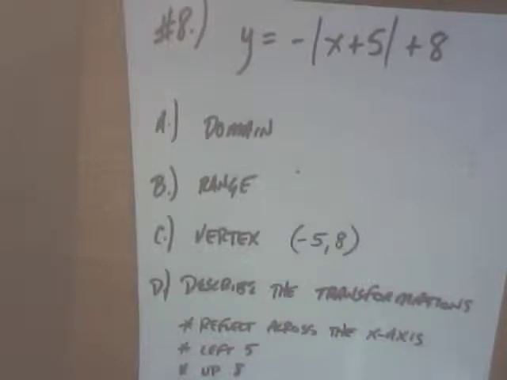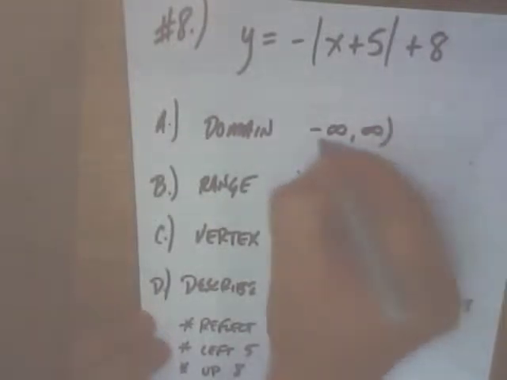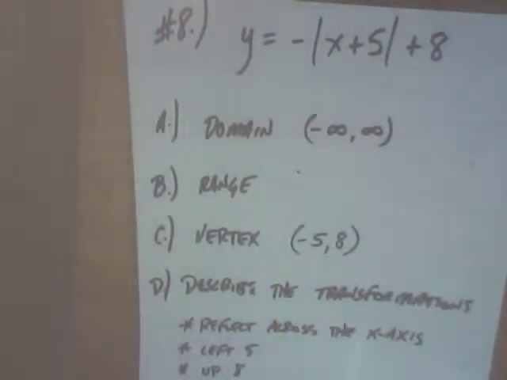What's my domain going to be? This is a V opening down, right? How far left and how far right does the graph go? Negative infinity to positive infinity. Remember, the infinities always get the parentheses, the open brackets.